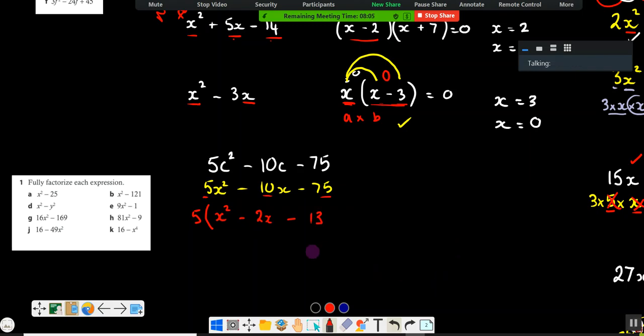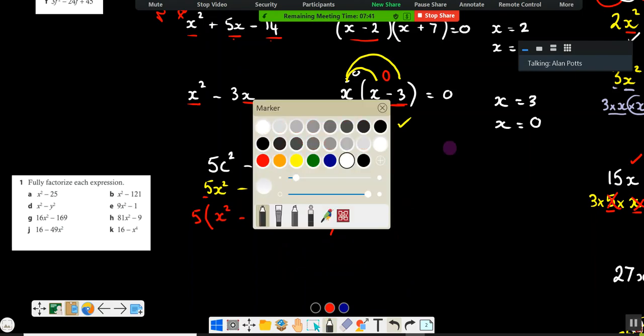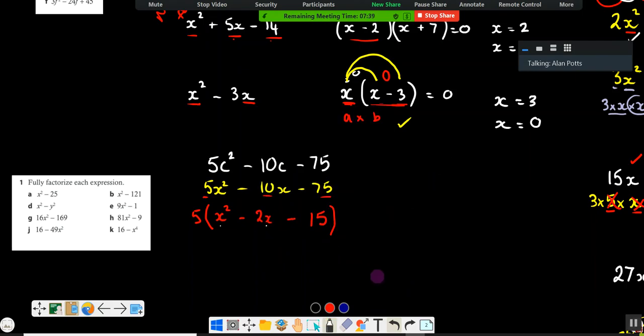5 times 30 would be 50, 65. Times 15. 50 and 25. Yeah, we're good with that. All right. There's no common factor of x, so that kind of suggests it's it. But what do we know we could do potentially when I've got 3 terms like this?